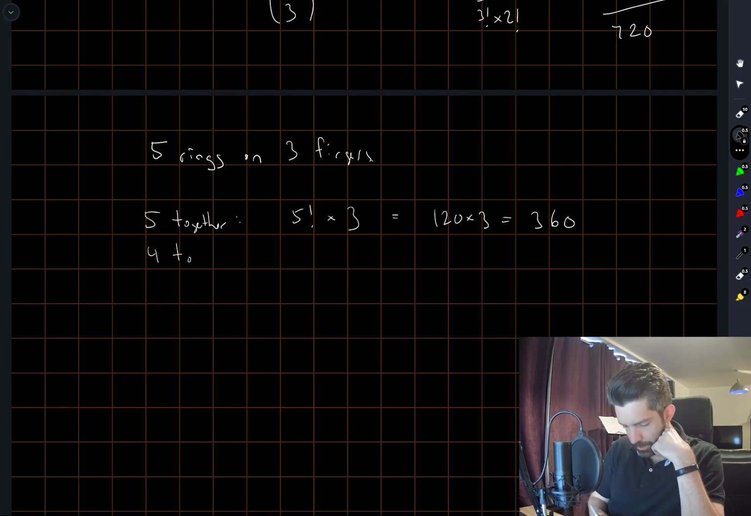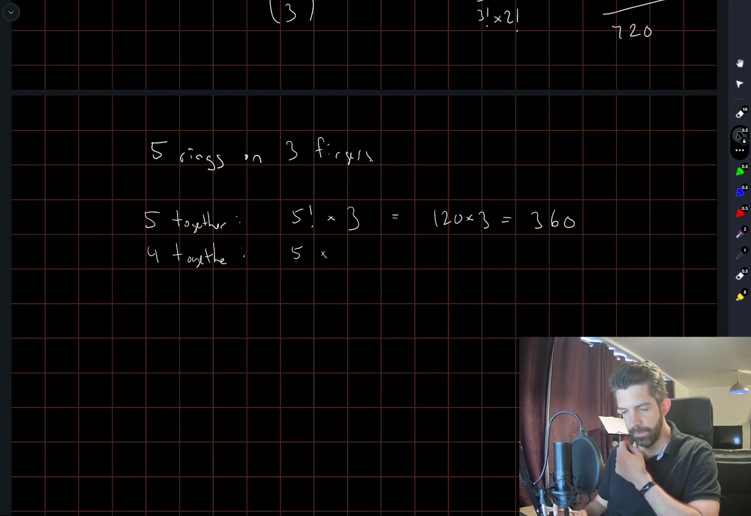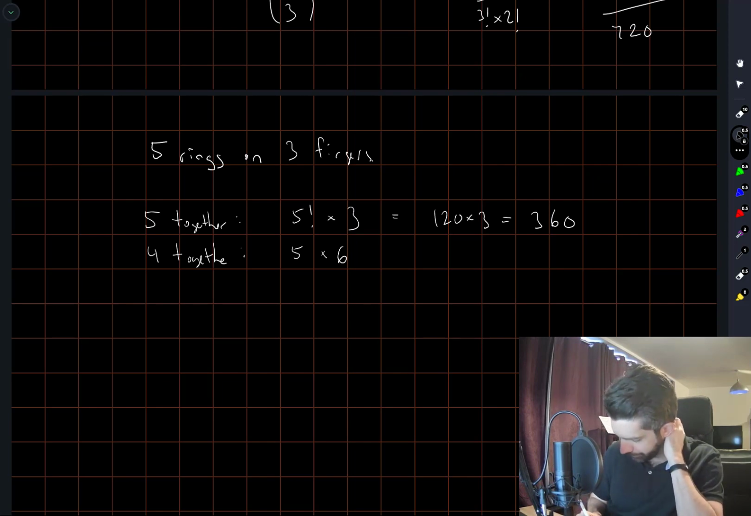Now if we have 4 together, so there's 5 ways of choosing the lone ring. Now the rings are in 2 groups essentially. We have to choose 2 fingers that they go on. That can be done in 6 ways, including ordering, right? Group 1 can go on finger 1, 2, or 3. Group 2 can go on one of the remaining, and then we get swap. And then we have to multiply by 4 factorial for the arrangements of the cluster.